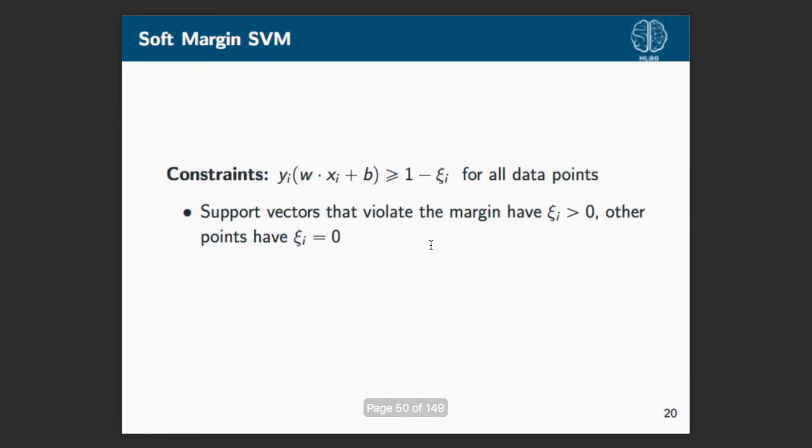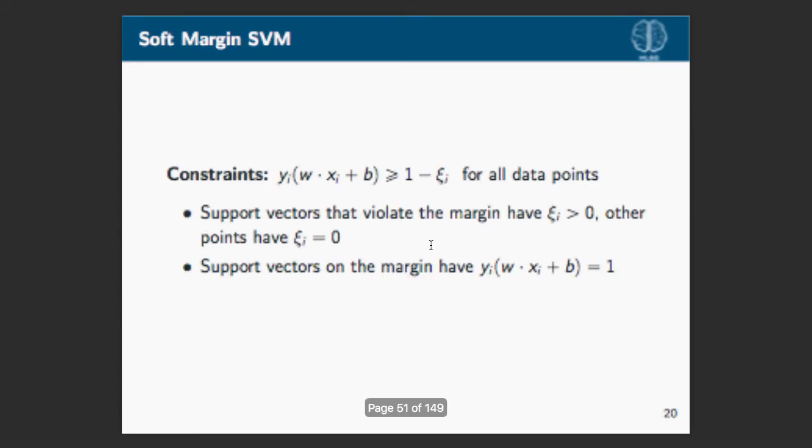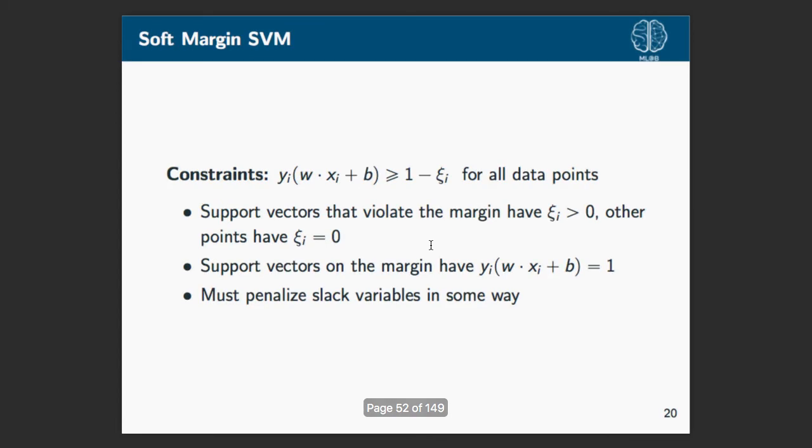Okay, cool. So support vectors that violate the margin have a slack. They have to have a non-zero slack because by definition, they're violating the margin. But the other points all have a slack of zero. And so yeah, support vectors on the margin, they still have this equation hold because they have no slack. And the key idea is we don't want these slacks free roaming, right? We don't want these slacks going to infinity, like maybe 10 or something, and now all our equations are true just by coincidence. So we need to penalize these slack variables in some way.